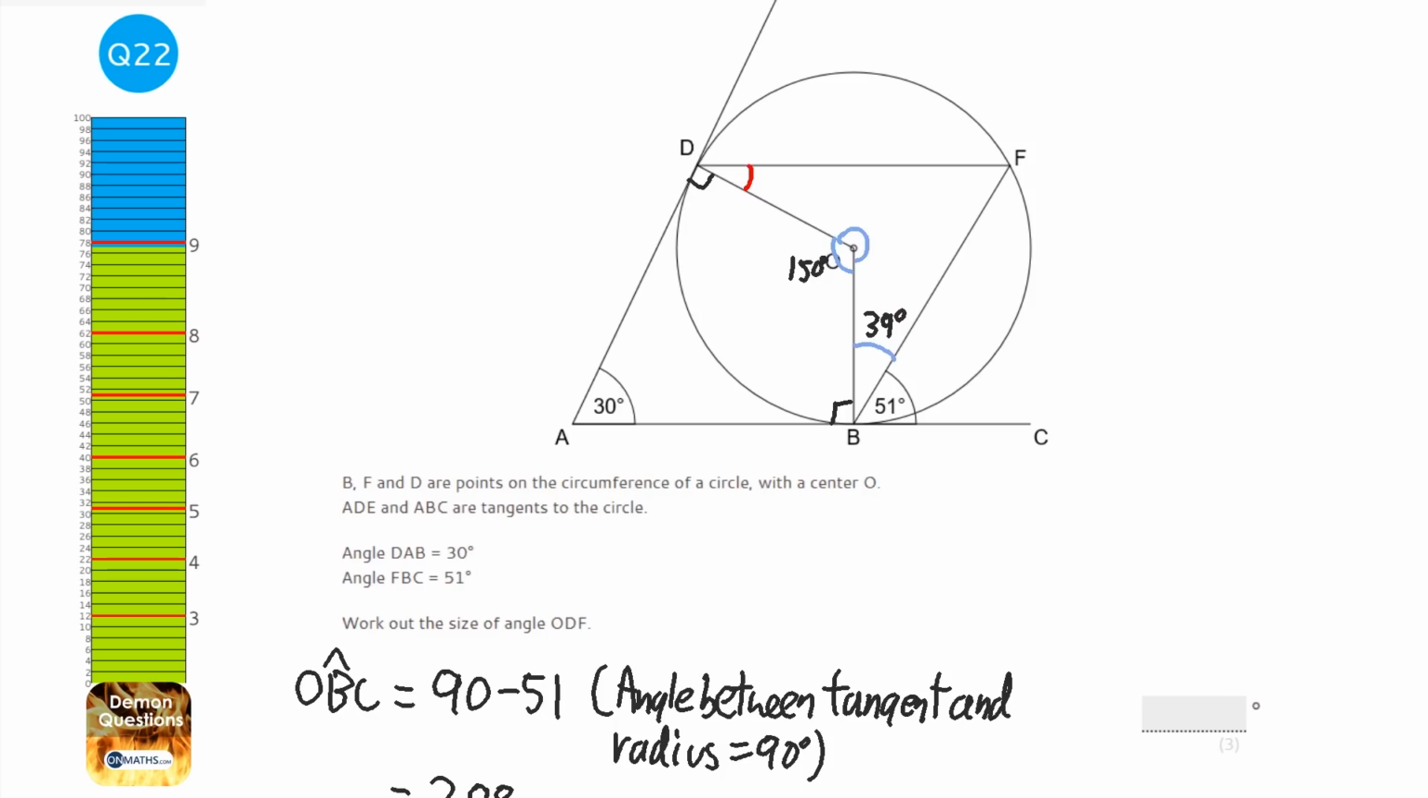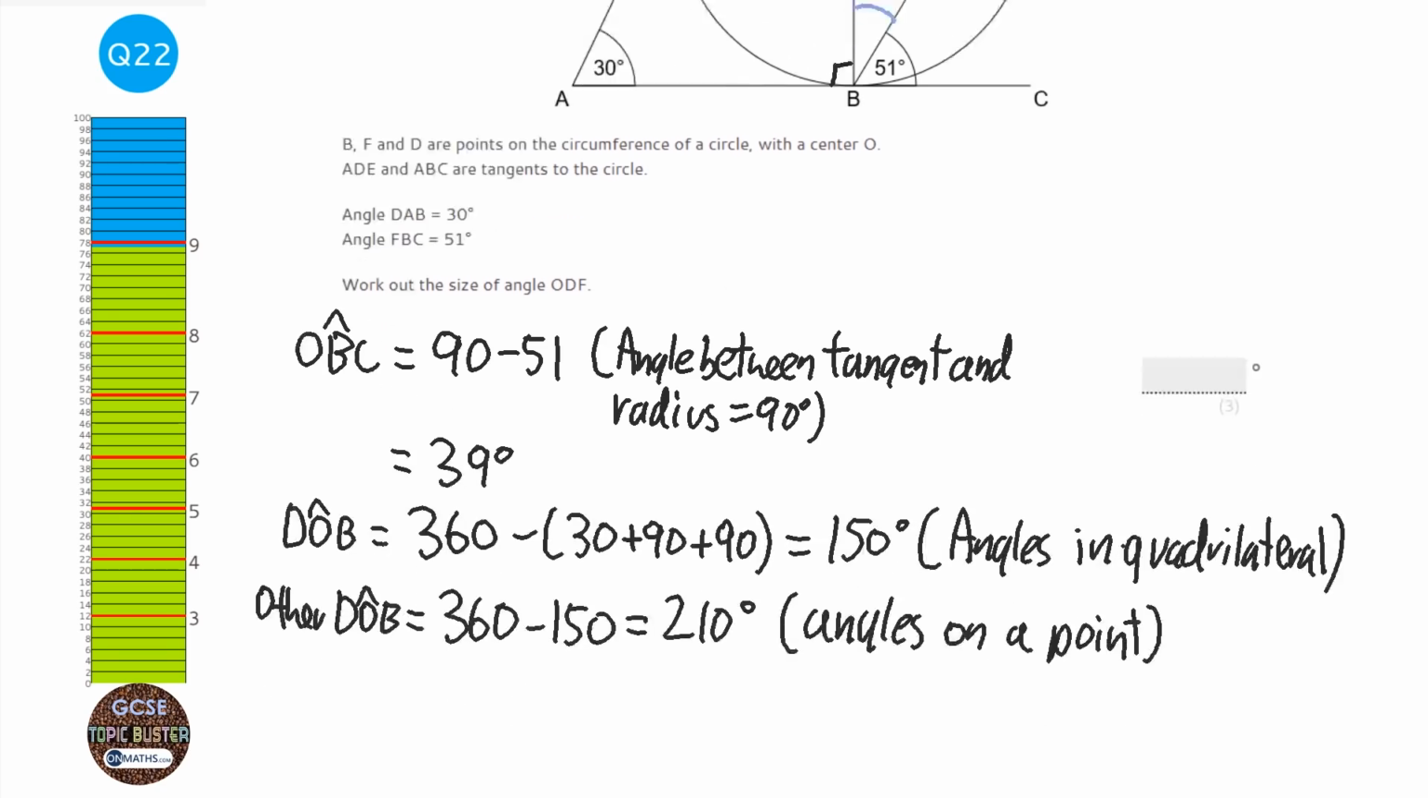Okay, so what are we up to next? Well, we can work out this angle here, and actually let's mark on the 210 as well. So we've got it all on our diagram. We can work out angle DFB.